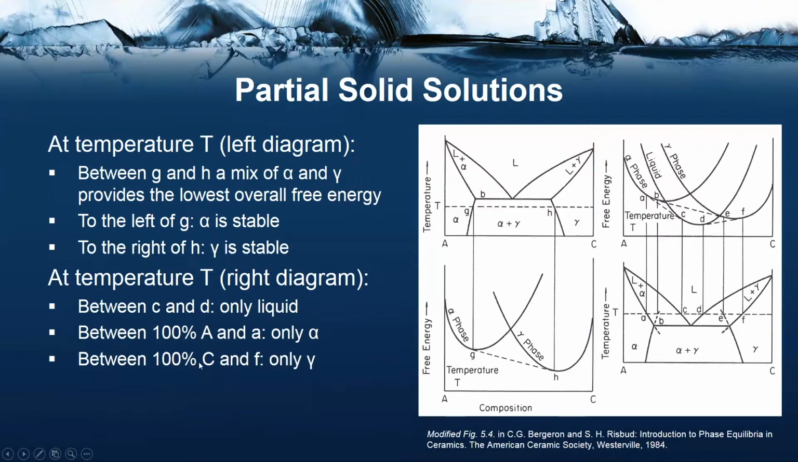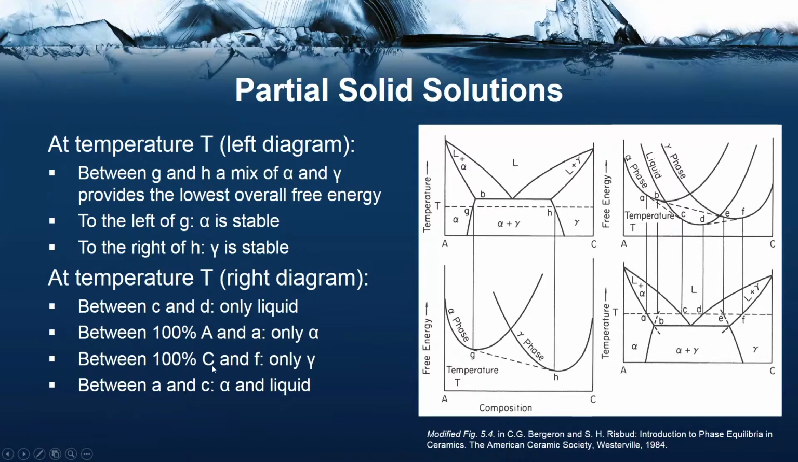Similarly, if we go between 100% C and F, which is here, this one will represent the lowest overall Gibbs free energy of the system, and we will only have the gamma phase. So gamma phase at this temperature right here.